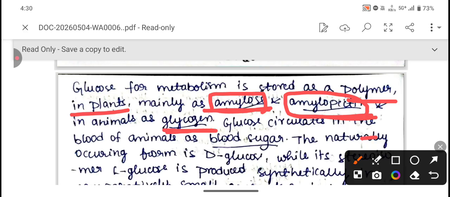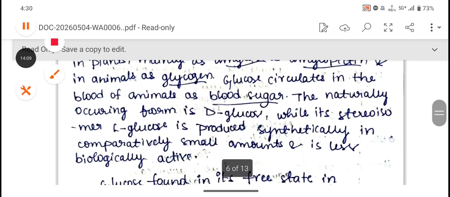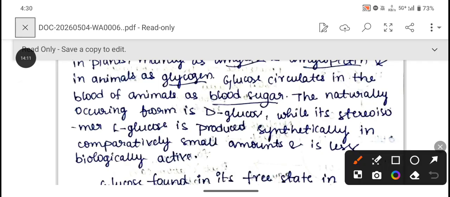And the glucose is circulated in the blood of animals as blood sugar, and the naturally occurring form is the D-glucose. So do you know how the D and L glucose actually formed? So when you pass plane polarized light through a glucose medium, if it rotates the plane polarized light towards the left direction, then it will give L-glucose. If it rotates the plane polarized light towards the right direction, it will produce D-glucose. So these are the isomers.